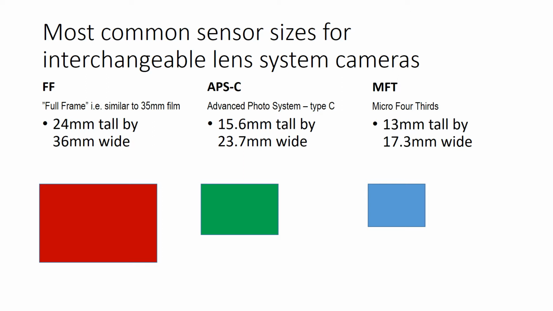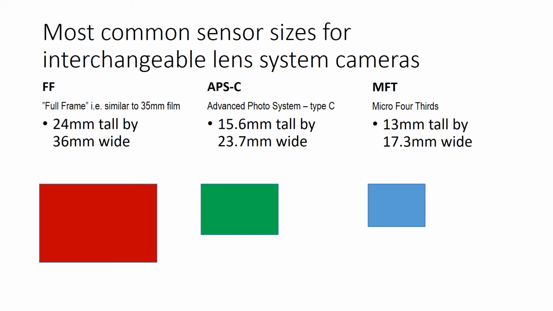So in this diagram, we see the most common sensor sizes for system cameras. They don't look this big, depending upon which screen you're looking at, but the proportions between full frame on the left, APS-C in the middle, and micro four thirds on the right are correct. They are relative to each other correct sizes.